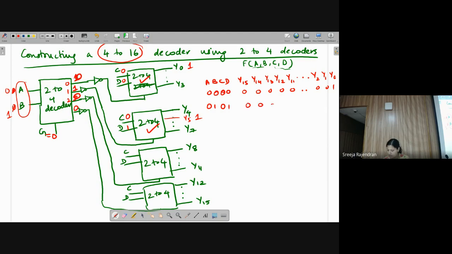I have not written it, but wherever Y5 is there, that will be 1.